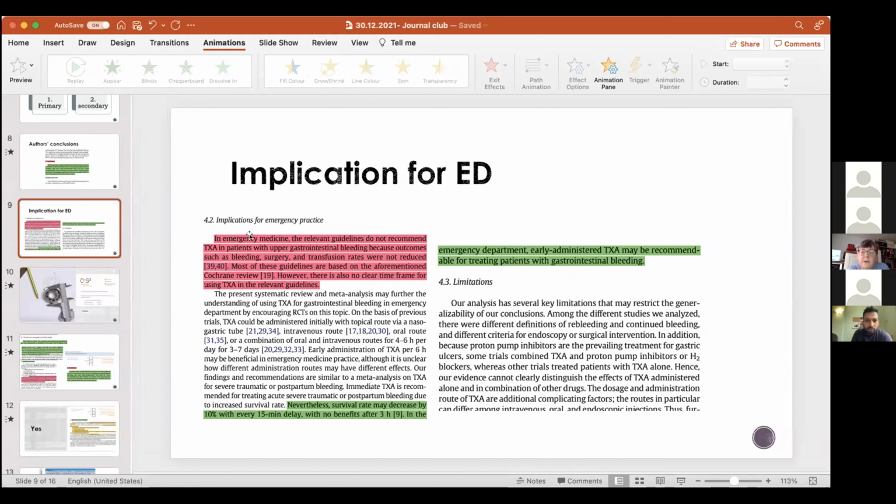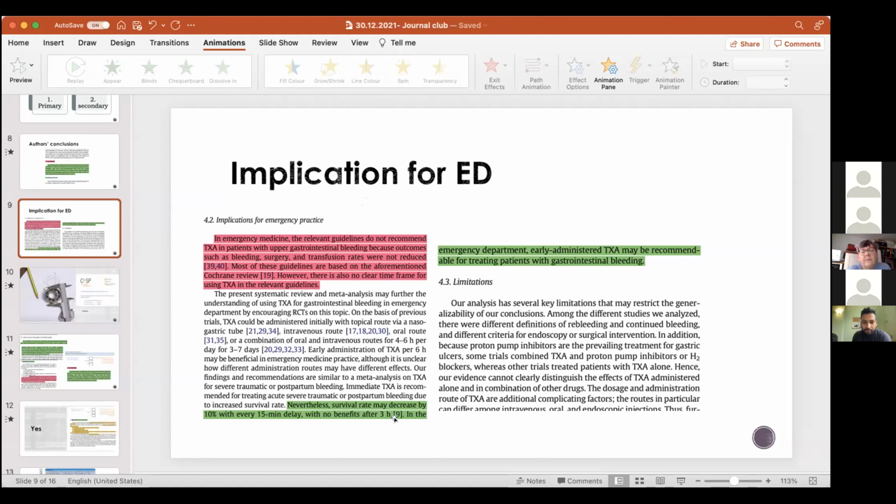Yeah. Absolutely. So basically, for the implication in the ED, the paper itself suggested not recommending tranexamic acid in patients with upper GI bleeding because the outcomes of such bleeding, surgery and transfusion rate were not reduced. Most of these guidelines are based on the Cochrane review. However, there is also no clear time frame for the use of tranexamic acid relevant to this guideline. So the paper itself suggests not using tranexamic acid in this area.